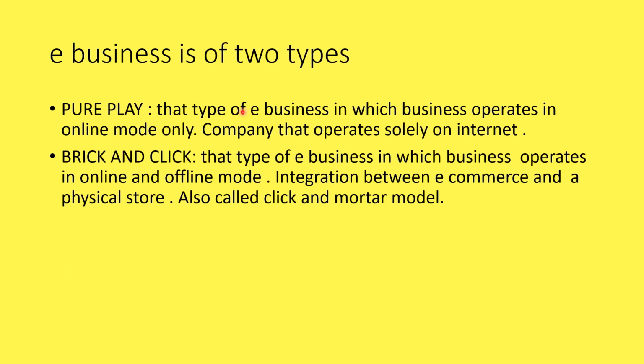E-business is of two types, pure play and brick and click. Pure play is that type of e-business which exists only in the online mode. The company will operate solely on the internet. But brick and click is that type of e-business which operates in both online mode and offline mode. It is the interaction between e-commerce and a physical store. So there is e-commerce and there is also a physical store, whereas here there is no physical store. This brick and click is also called the click and mortar model.